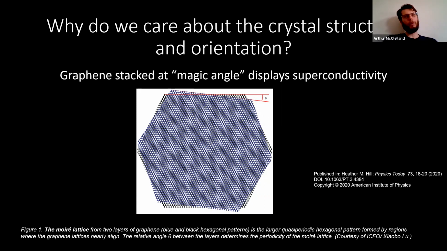So if the two graphene layers are 1.1 degrees offset, you actually suddenly get superconductivity showing up. So you get this emergent phenomenon because of the crystal structure and the crystal orientation relative to each other and the overlap in those electronic orbitals. When they overlap in specific ways, you get new interesting quantum phenomena occurring. So again, it's really important that we understand the crystal structures, and we understand the orientation of the crystal structures relative to each other when we're putting together quantum materials.